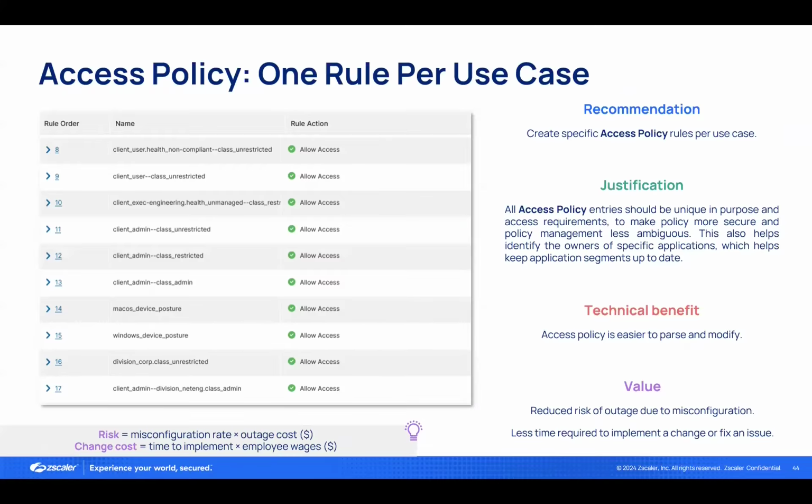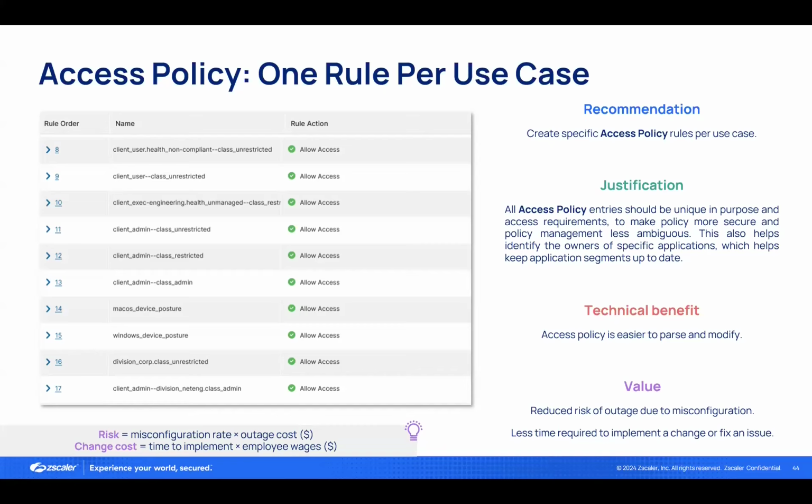Next, here are some recommendations for defining access policy. The first of these is to create specific access policy rules on a one rule per use case basis. The goal here is to make sure that all access policy rules are unique in purpose and access requirement, to make policy more secure and policy management less ambiguous.